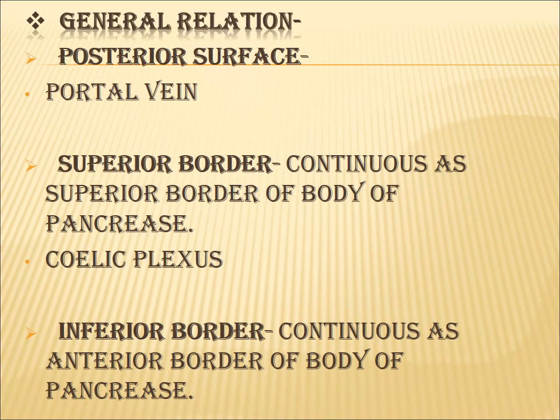The posterior surface comes into relation with the beginning of the portal vein, which is formed in this situation by the union of the superior mesenteric vein and the splenic vein. The superior border is continuous with the superior border of the body and is related to the celiac plexus. The inferior border is continuous with the anterior border of the body. Now in the next class we'll see about the further parts of the pancreas.